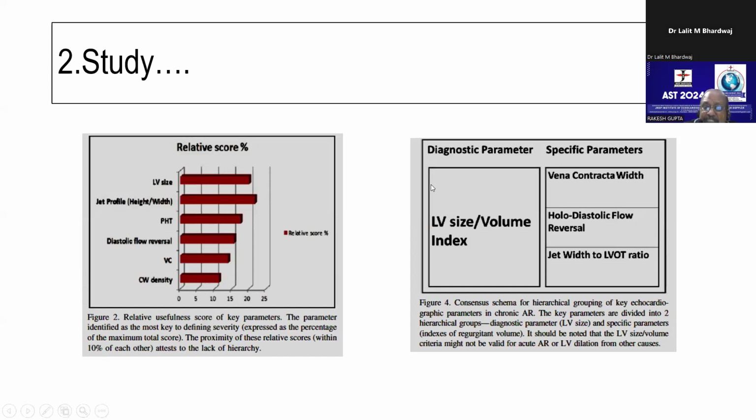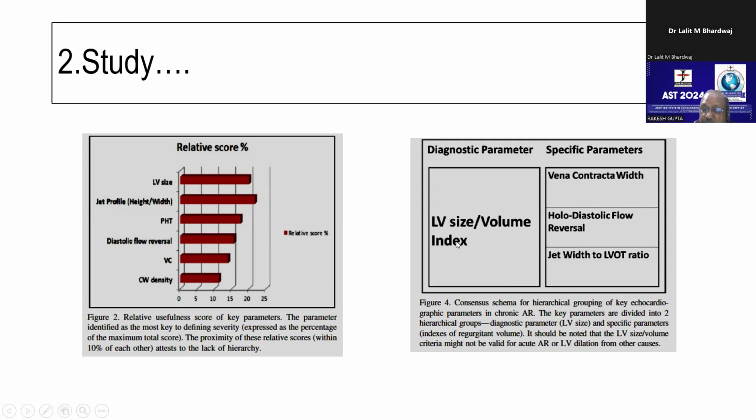What was the common consensus for all of them? LV size or volume index was mandatory in all cases of aortic regurgitation. Then 2 out of these 3 parameters: vena contracta, holodiastolic reversal of flow in the descending aorta, jet width to LVOT height. No pressure half time, nothing was kept at the time.